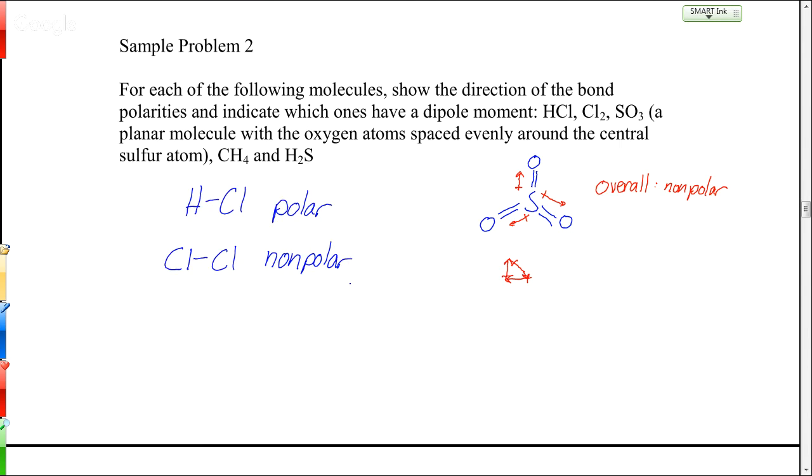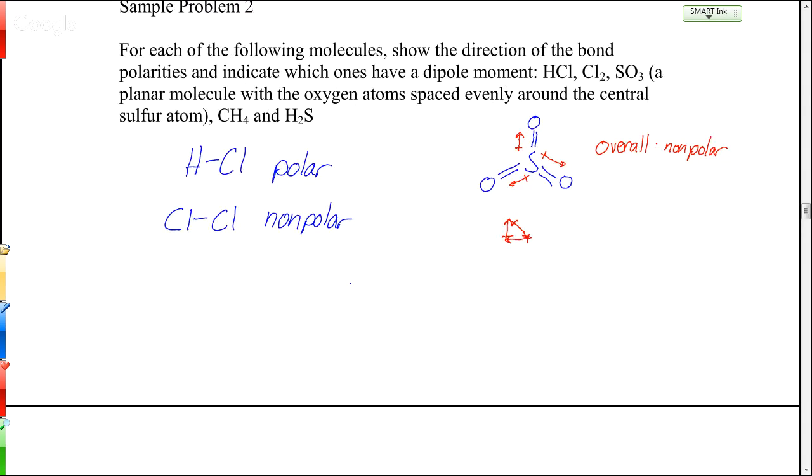All right, so the tougher ones to look at are going to be CH4 and H2S. Those are ones where it's not really obvious whether one is higher in electronegativity than the other, and we should look at the table. So how many people said CH4 is polar? I'm not going to make fun of you if you got it wrong. How many said polar? Nobody.